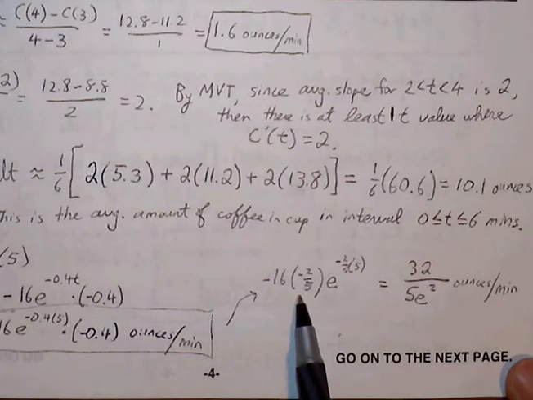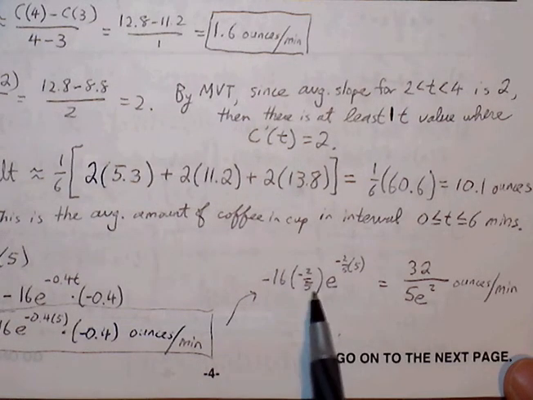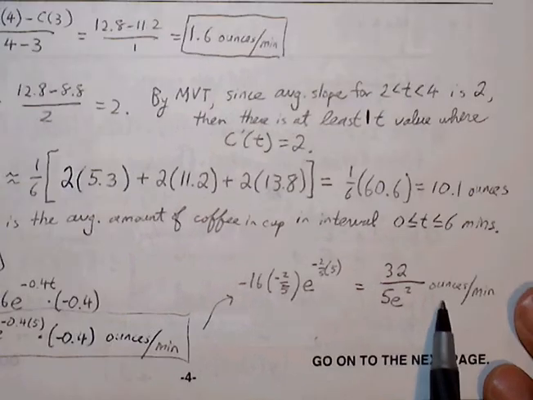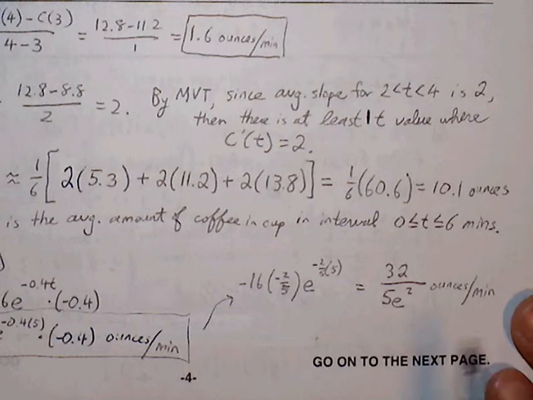So I believe you can just leave your solution as this. You don't have to simplify all the way, but I simplified it all the way to be 32 over 5e squared. And then don't forget the units here, which is ounces per minute.